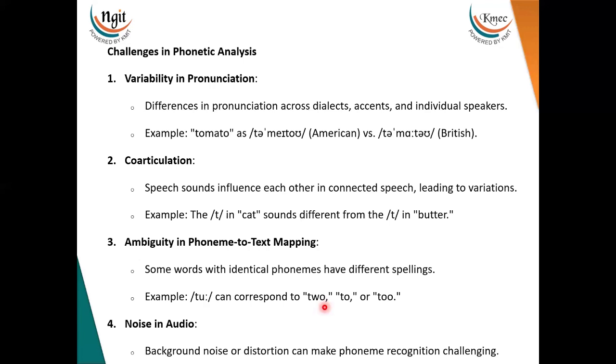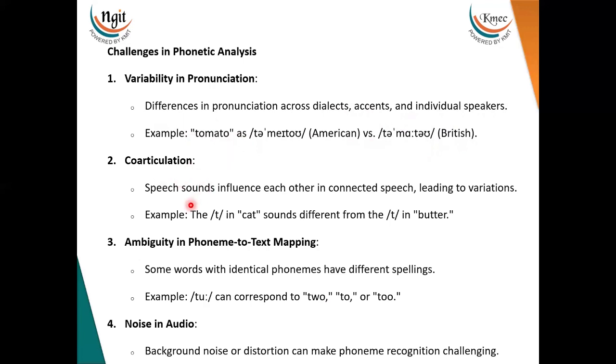Next, challenges in phonetic analysis. First one is variability in pronunciation: differences in pronunciation across dialects, accents, and individual speakers. An example is tomato, which has an American accent and a British accent. You can see the differences in the phonetics written for this particular word, tomato.